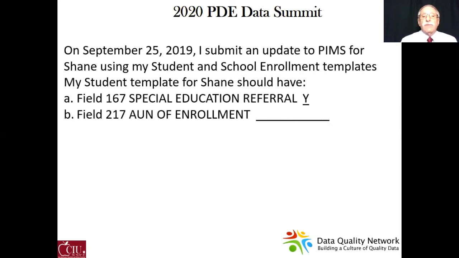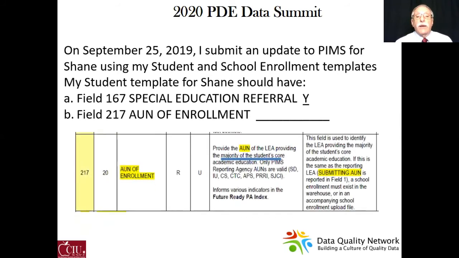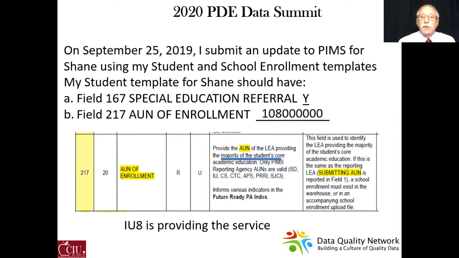Well, what about 217, the field for AUN of enrollment? Looking at our manual, it's the AUN of the LEA who provides the majority of the core academic information, and only entities that report to PIMS can appear there. We know that IU8 does report to PIMS, and they're providing the service, so their AUN should appear there.